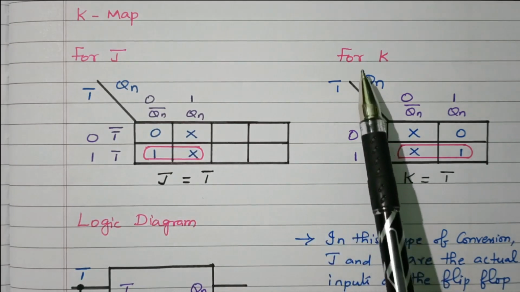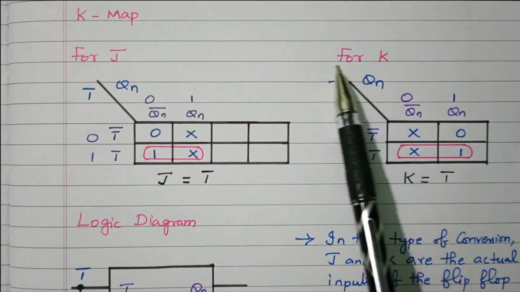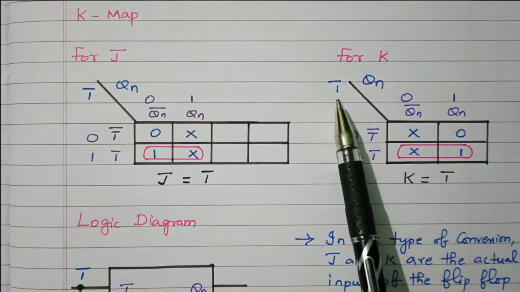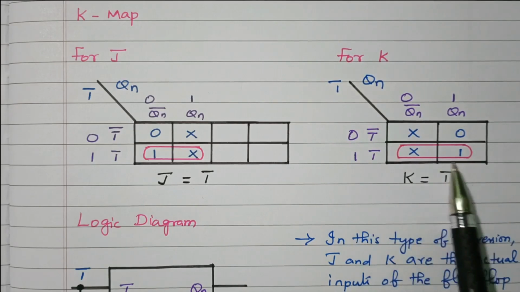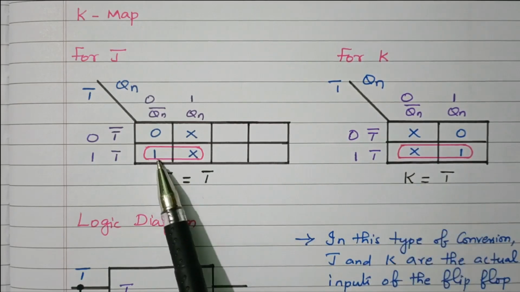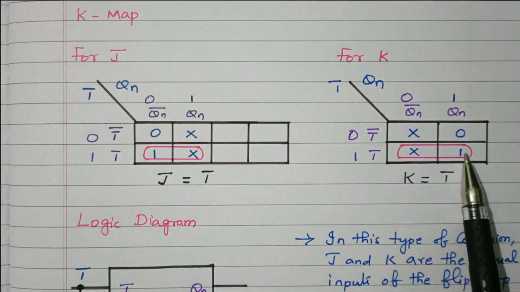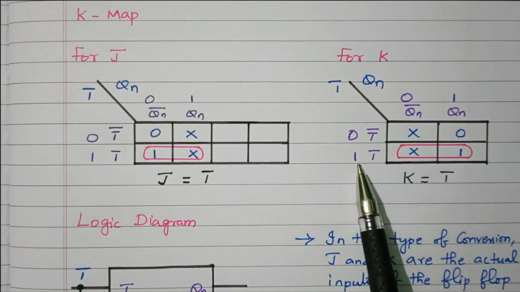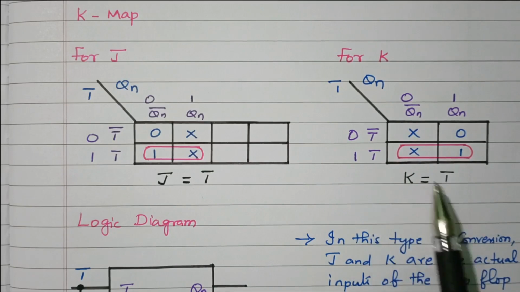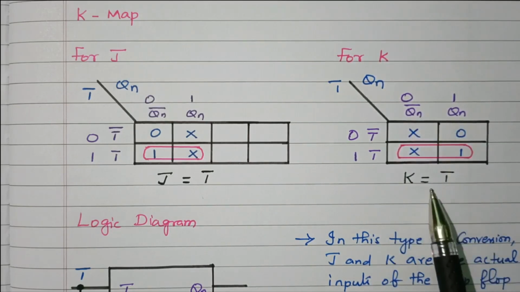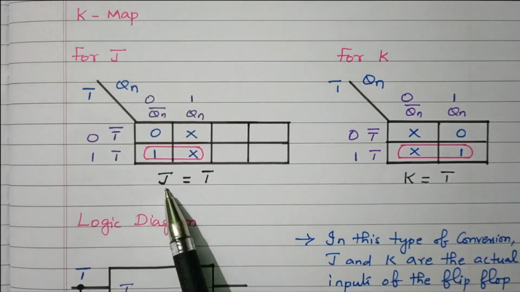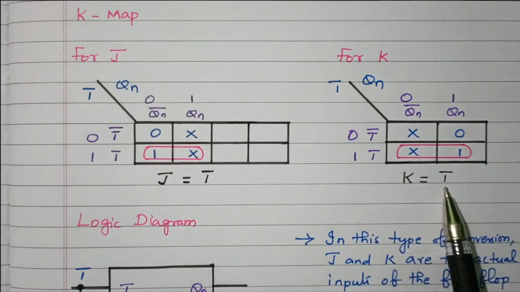Similarly, the K map for the K output. Same thing: T and Qn. Here these two cells are combined together, same as before: here 1x, here x1. Referring to the corresponding row, it is T. For the corresponding columns, Qn bar and Qn both got cancelled, leaving only T. So the J input is T, and the K input is also T.